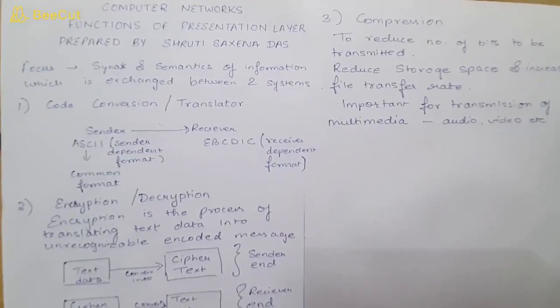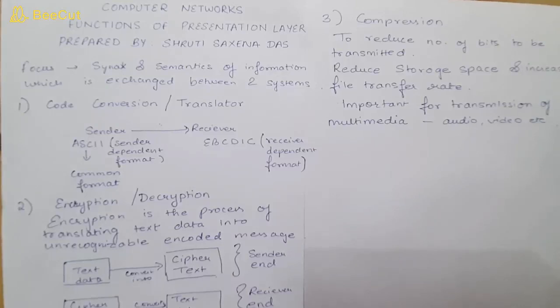The first one is code conversion. Whenever you are sending data from sender to receiver, they might be using different data representation methods. So the format which the sender is using should be converted into some standard format. And again, when the data is received at the receiver end, the common format should be converted back to the format which the receiver is using.